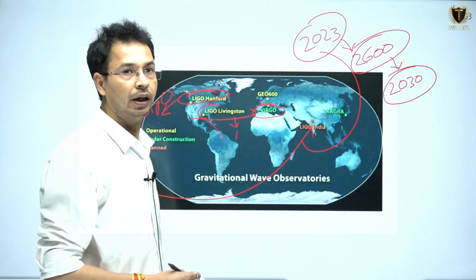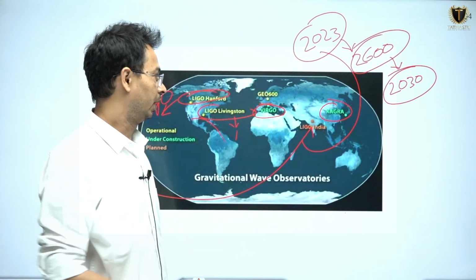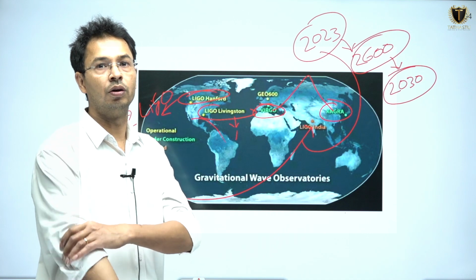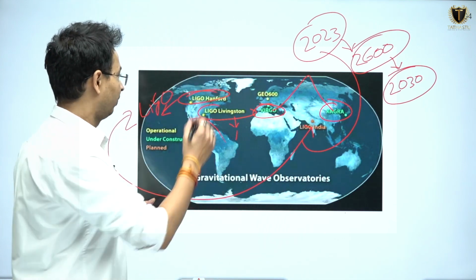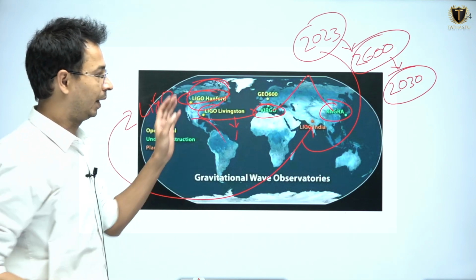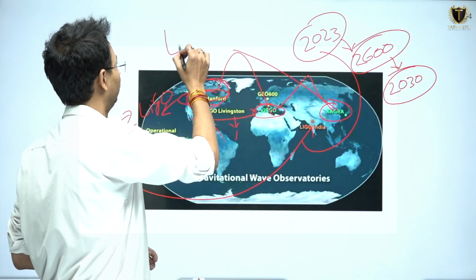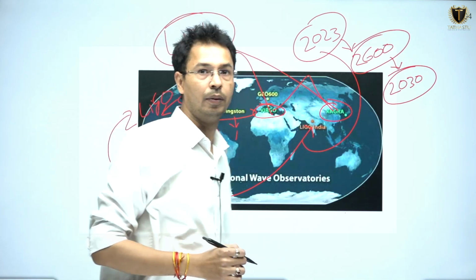Virgo is in Italy. Then we have KAGRA in Japan. And then we have the Virgo and KAGRA collaboration. After that, LIGO also collaborated with Virgo and KAGRA. Virgo, KAGRA, they collaborated. Why did they collaborate?